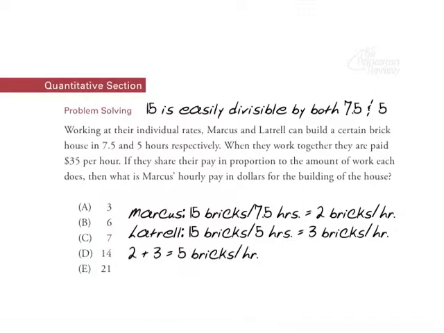Now, the question is asking what portion of the hourly pay Marcus receives. Since his pay is in proportion to the work that he does, for every hour of work that Marcus and Luttrell work together, Marcus lays 2 out of the 5 bricks. Thus, Marcus should get 2/5 of the pay. 2/5 of the $35 per hour is $14. The answer is D.